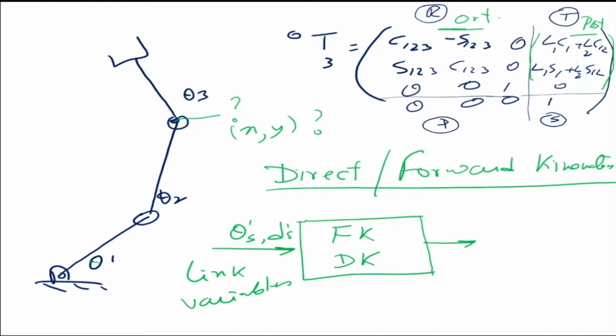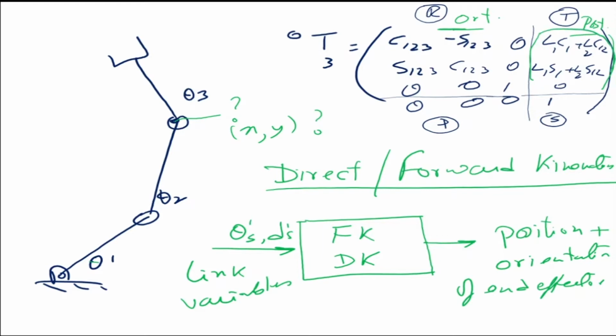What is the output? It is the position plus orientation of the end effector. So what is the position of the end effector? The position of the end effector is given here. So this is my position of the end effector: x, y, and z. What is the orientation of the end effector? The orientation of the end effector is this matrix.